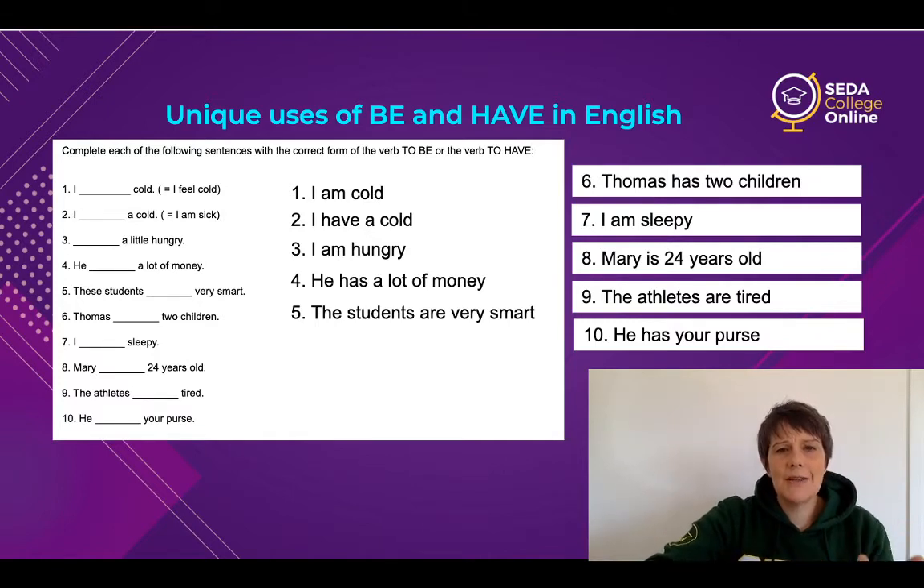So those uses of be and have, that's a basic lesson from when you're just starting out in English, because that's not obvious to people when they start learning English, because there's different use of be and have in different languages.